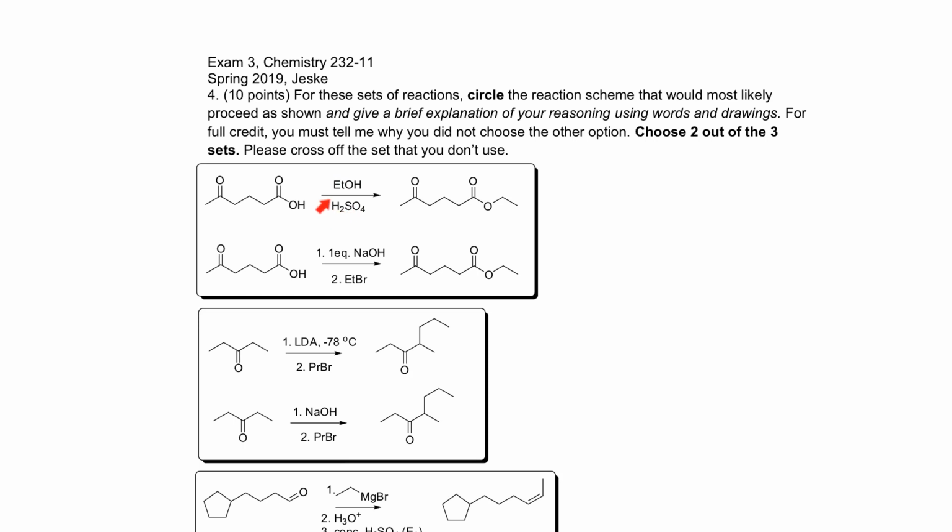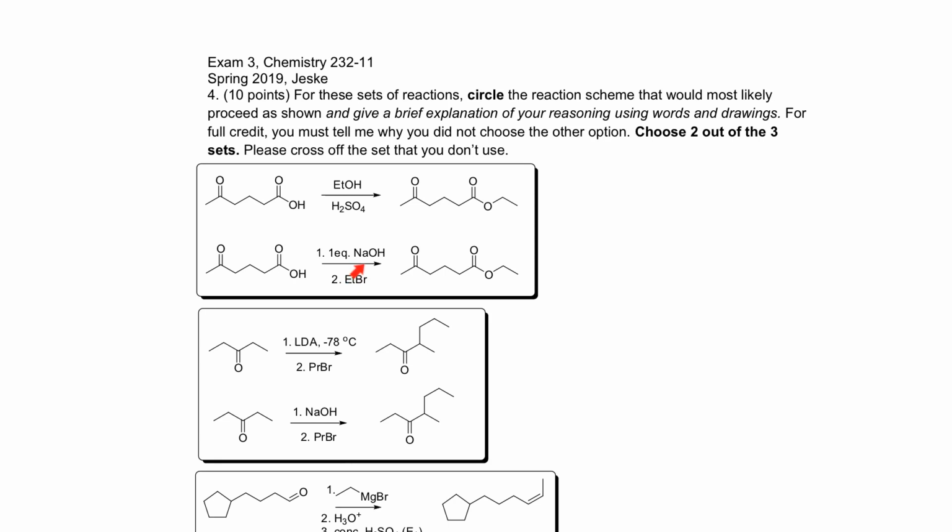Can anything else happen here? Well, alcoholic acidic conditions could also make an acetal at the ketone or any other carbonyl, aldehyde and ketone carbonyl that's present. So we might get an acetal here. Let's check out the bottom one. We've got one equivalent of sodium hydroxide followed by ethyl bromide.